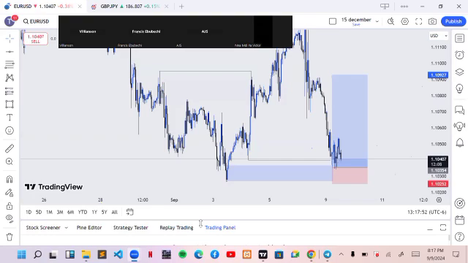No, if the pullback does not happen after the break of structure or after the market structure shift, it is not an inducement. The pullback has to happen after the break of structure and after the market structure shift. You can't consider the one that happened before.